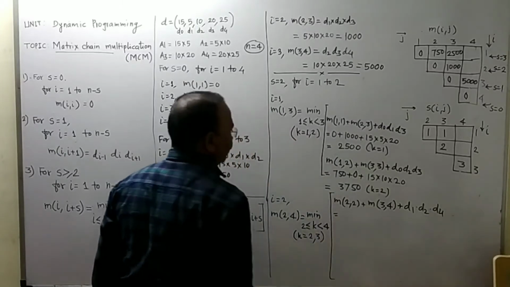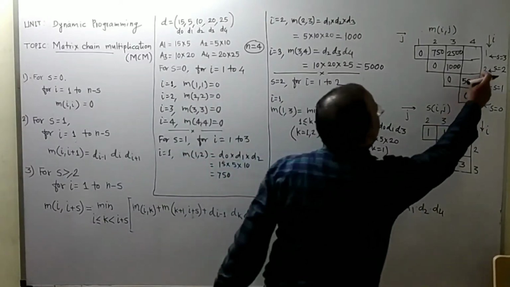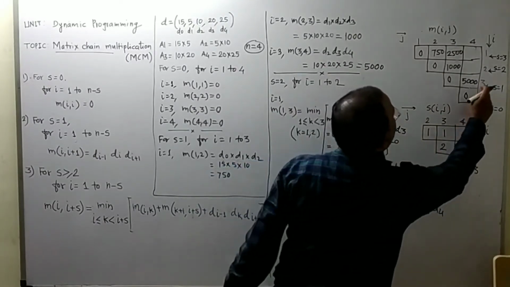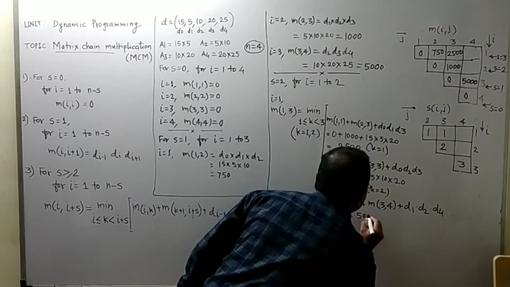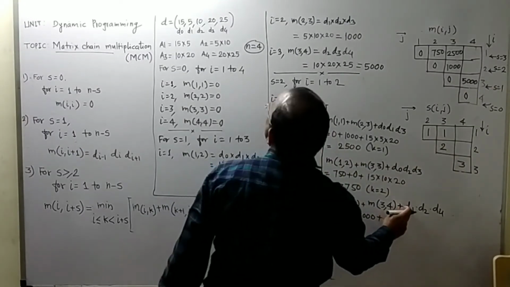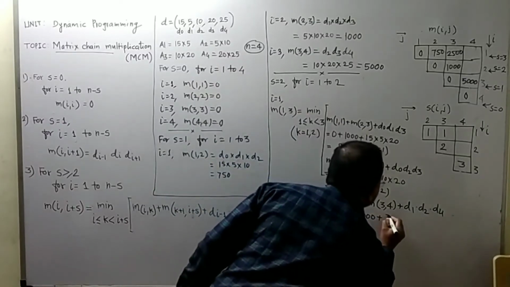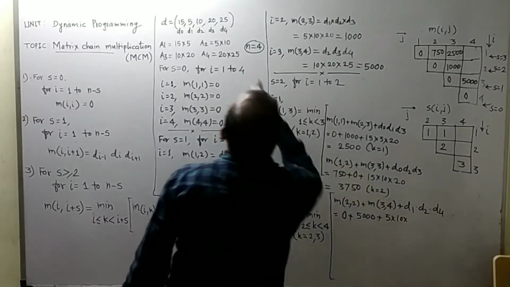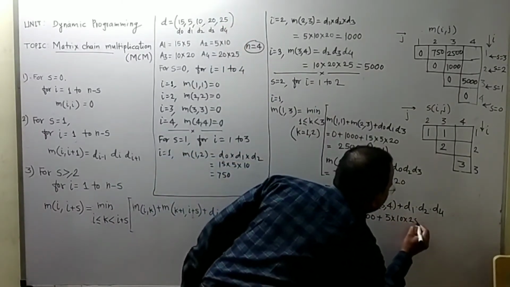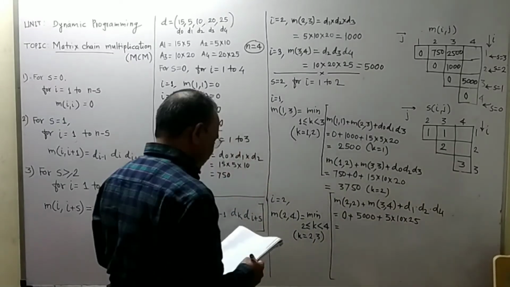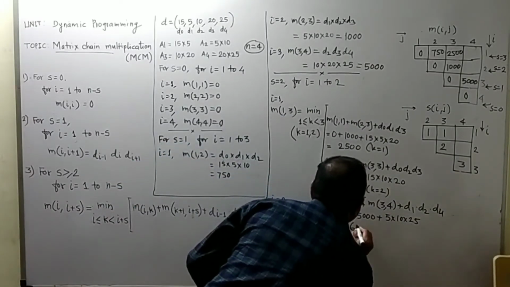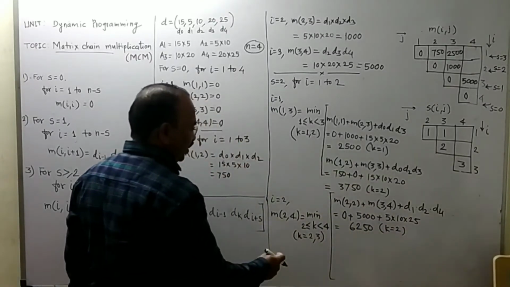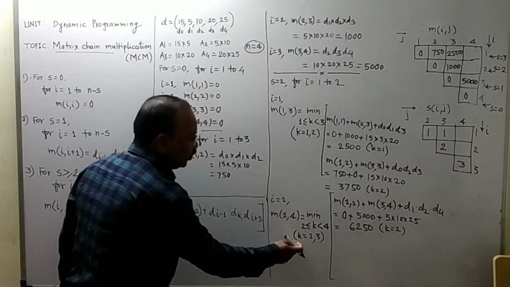Put the values: m22 is 0, plus m34 is 5000, plus d1, we have d1 is 5, d2 is 10, d4 is 25. It comes to 6250 for k is equal to 2. Similar way, find out the values for k is equal to 3.